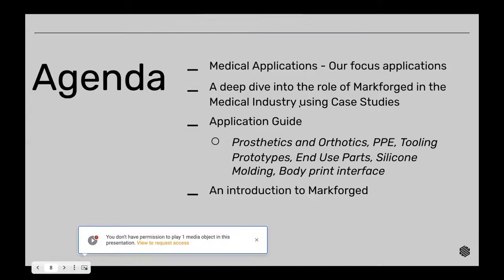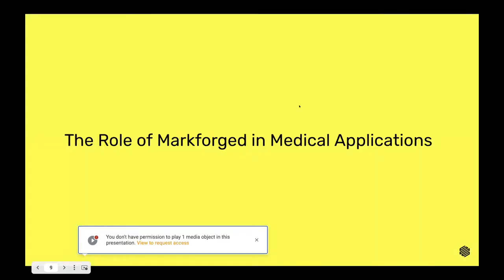Okay. All right, so moving on to the next stage of the process, what I'm going to go through is some medical applications and our focus applications with Markforged. Then I'm going to move into a deep dive into the role of Markforged in the medical industry using case studies. I'll move on to an application guide, and then a bit of an introduction to Markforged before we hand off to Adam. So let's have a quick look at the role of Markforged in medical applications.